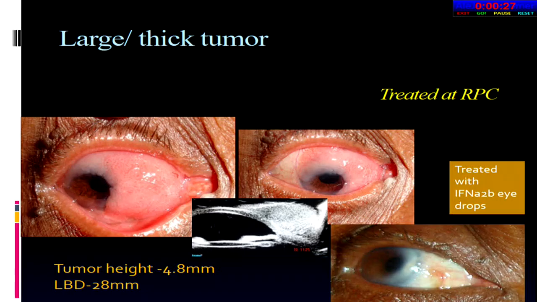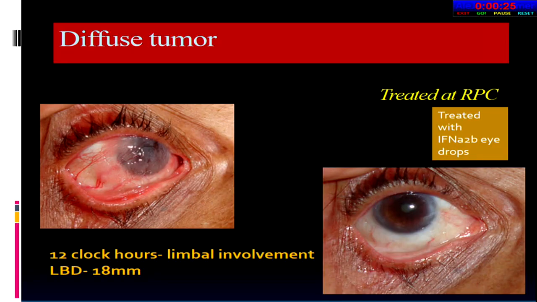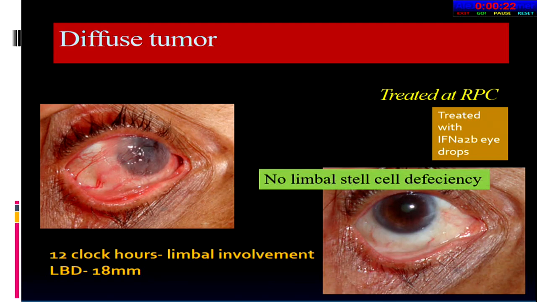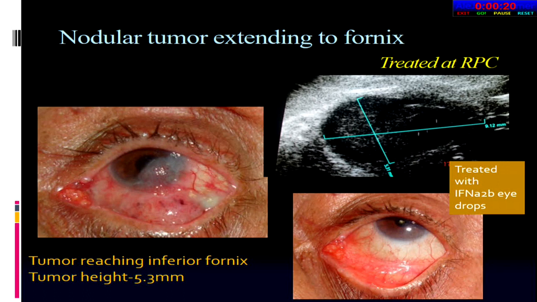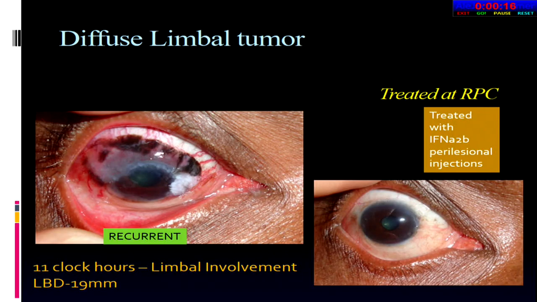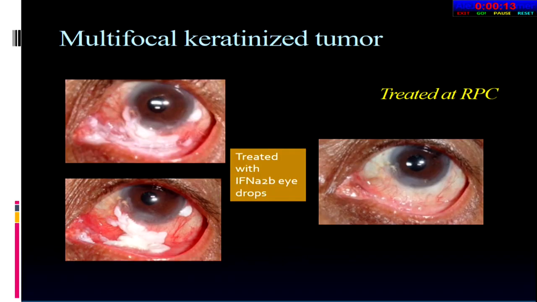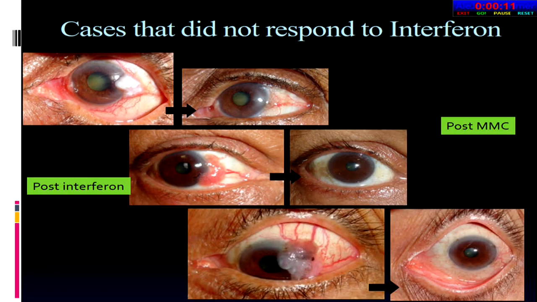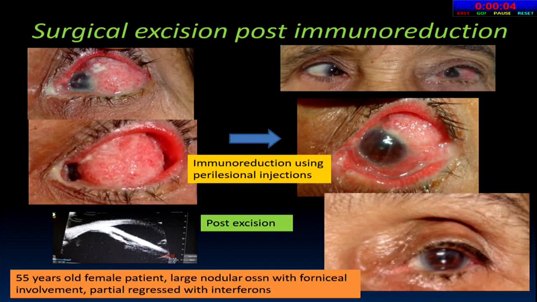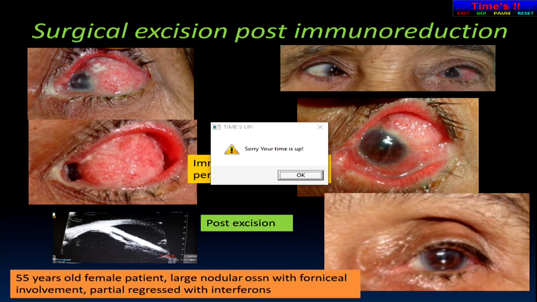This has been our experience with use of interferons. I will just run through the slides. We have seen extensive tumors just melt away with this drug when it works, and even the ones which are very, very large and diffuse involving the limbus. But then there are other smaller ones which have not responded, but then as second line we use MMC, and then they disappear too. Some of them do not respond, like in this case, where they get immunoreduced, and thereafter we have excised and managed to save the eye in this case.